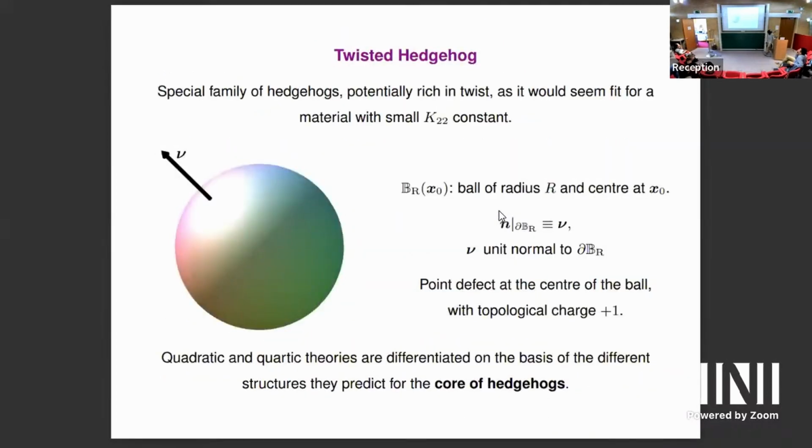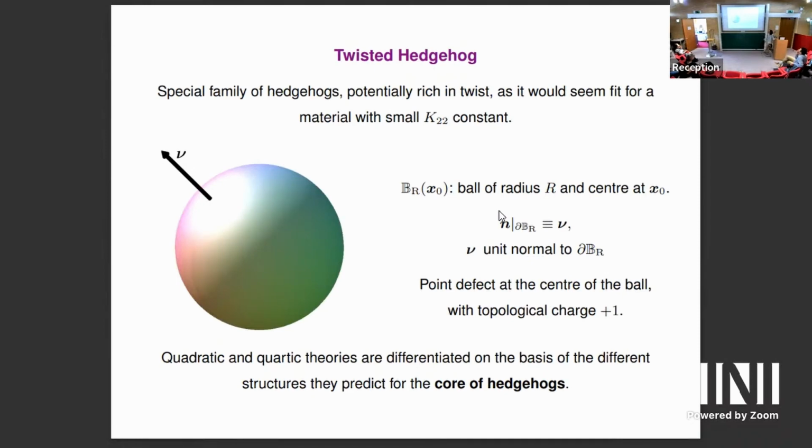Then we want to mark a difference between the classical theory and the quantitative theory on the basis of the different structure they predict for the core of hedgehogs, which are the most common nematic defects in liquid crystal sciences. They are point defects with a topological charge +1. And we are interested in both qualitative and quantitative differences.